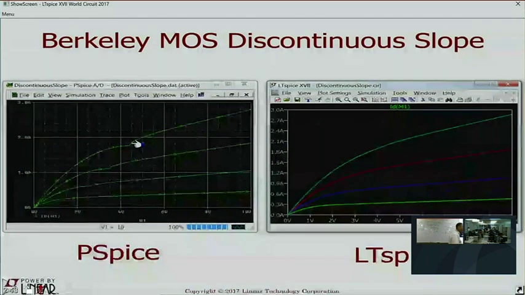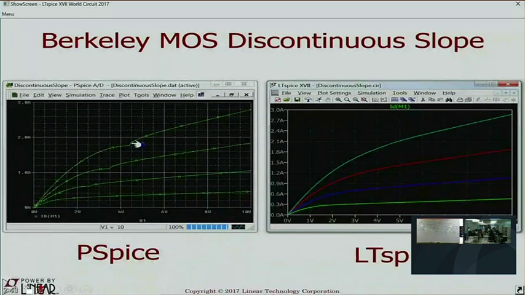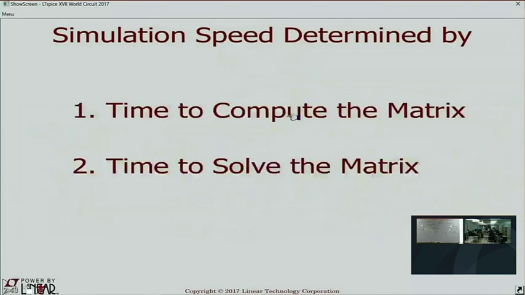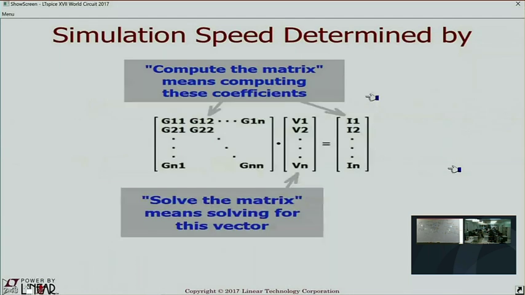LTspice has L'Hopital's rule applied in about 50 different places. L'Hopital's rule doesn't occur in Berkeley SPICE. These are the sorts of things you do to make it more robust. Now, for speed, there are a lot of things here. LTspice uses multi-threads to solve these G's. The speed comes down to the time it takes to compute the matrix and solve the matrix. Those are different things. Computing means solving these G's and I's, and then solving this matrix. The G's and I's are all independent, so they can be solved in different threads.